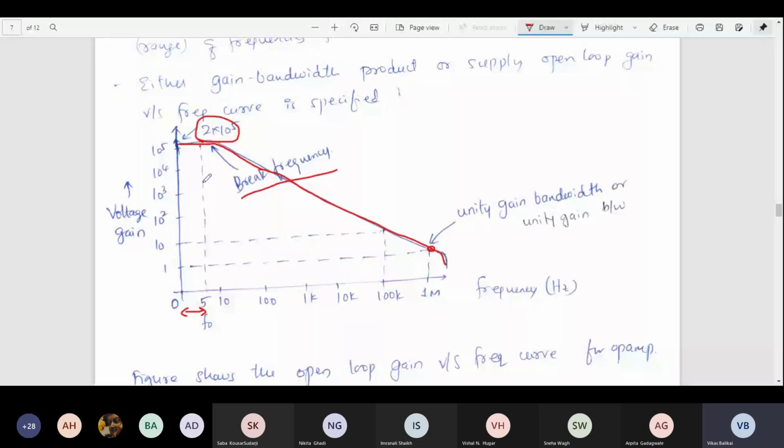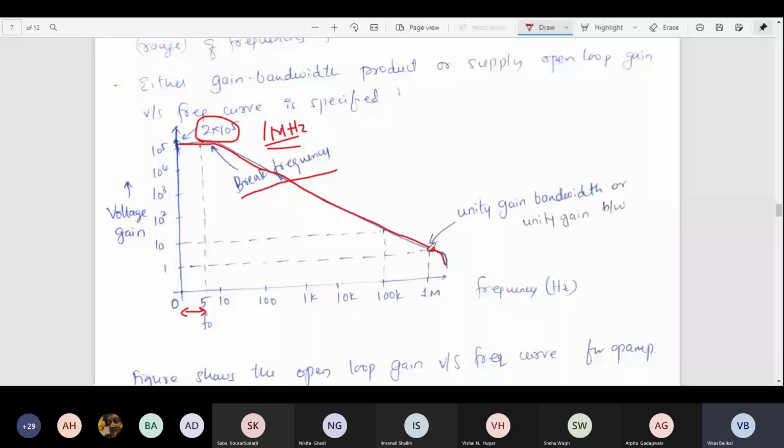So if I just multiply the gain and bandwidth, the bandwidth is the difference between 0 and 5, which is 5. So that is my bandwidth. 5 multiplied by 2 into 10 raised to 5 gives what? 10 into 10 raised to 5, or 1 into 10 raised to 6. So that means 1 megahertz. Did you get it? When I multiply this gain and the bandwidth, I get 1 megahertz. So if you extend this graph straight till 1 megahertz, look here, at 1 megahertz my gain is 1. So that is the indication.